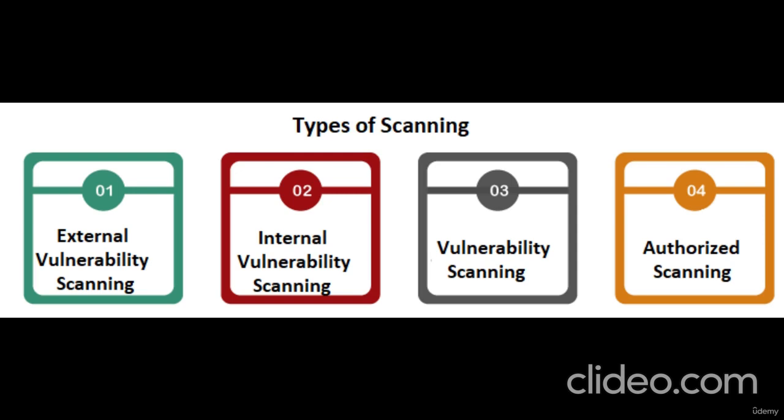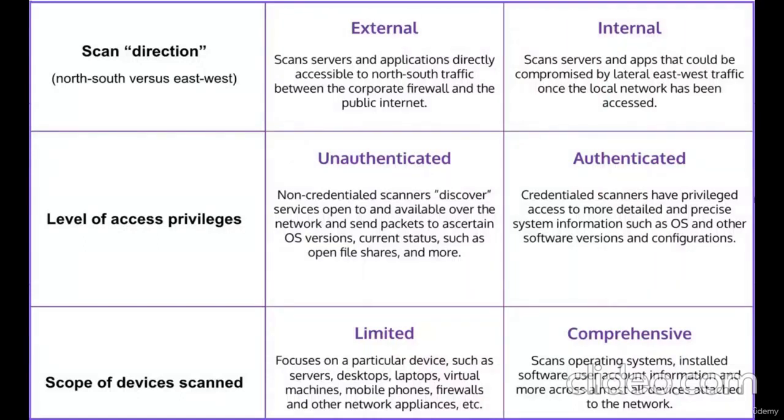Level of access privileges: unauthenticated and authenticated. Non-credential scanners discover services open to and available over the network and send packets to ascertain OS versions and current status, such as open file shares and more. Authenticated credential scanners have privileged access to more detailed and precise system information, such as OS and other software versions and configurations.